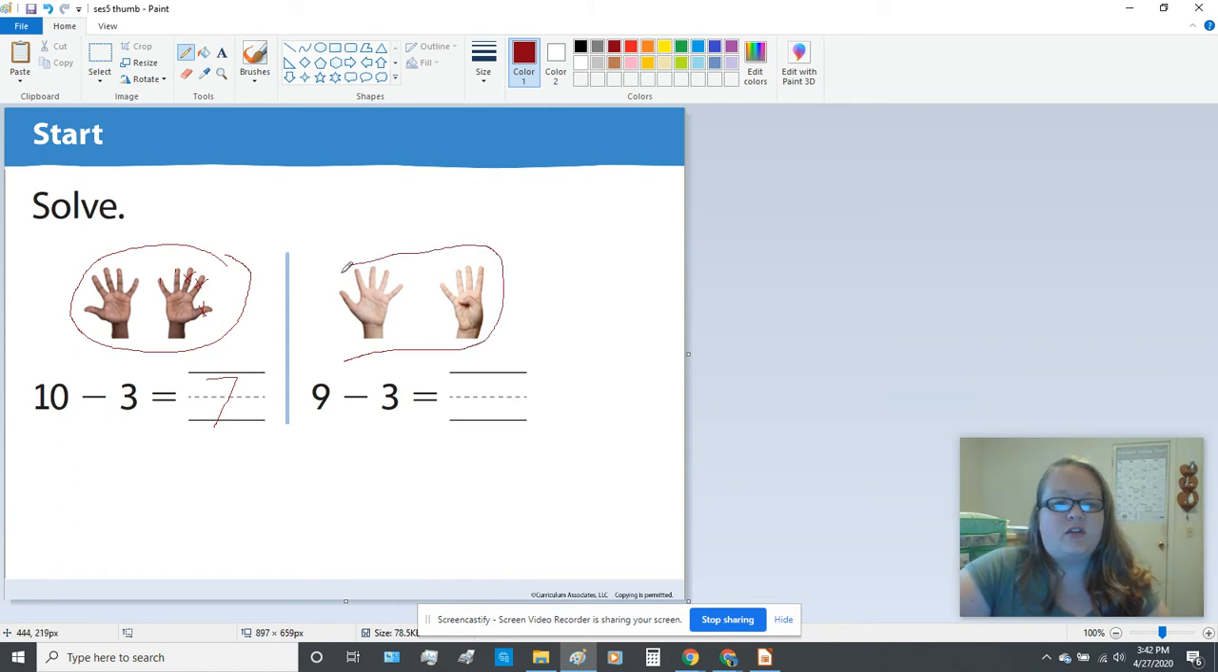I see a picture that shows 9 fingers up. Okay, it looks like this, and it says to take 3 away. So when I take 3 fingers away on this hand here, I have 5, 6. 9 minus 3 equals 6.